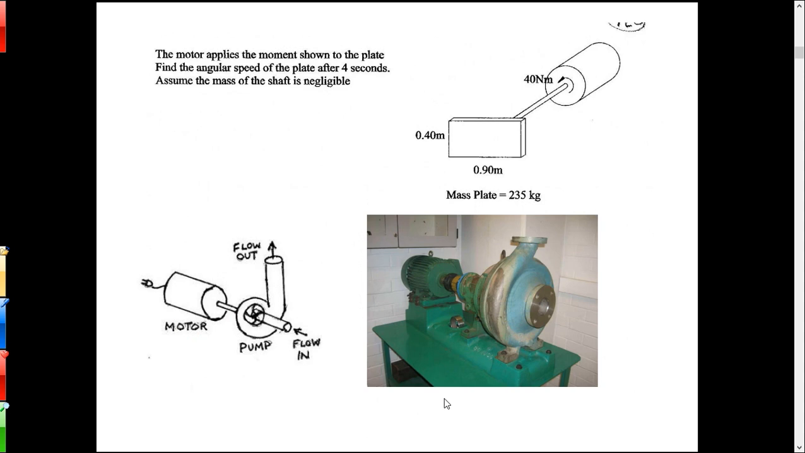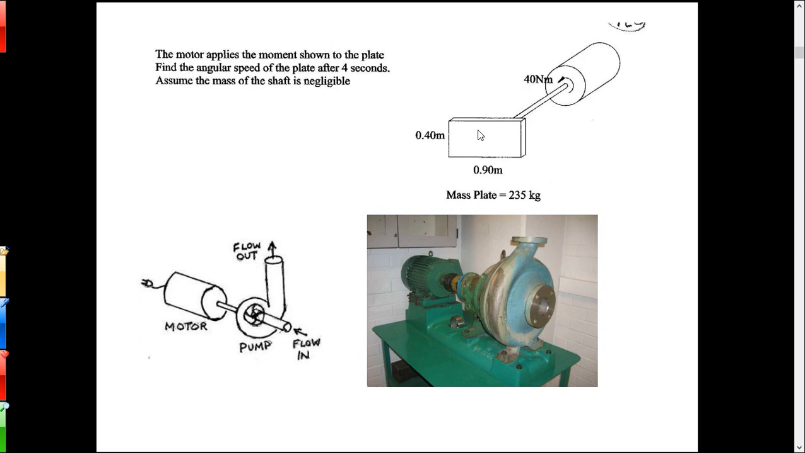So let's say we've got a motor and we're going to apply a 40 Newton meter couple to a plate. Let's find the angular speed of the plate after 4 seconds, and I think I'm on 720 is where I'm at. So we've got a shaft coming out of the motor, a drive shaft, and the motor is going to generate a moment of 40 Newton meters, sometimes called a torque. So this isn't a pump, obviously, but it's kind of like a pump. With a pump, you've got a motor shaft coming out that drives what you call the impeller. Similar thing, except instead of an impeller, we just have a plate.